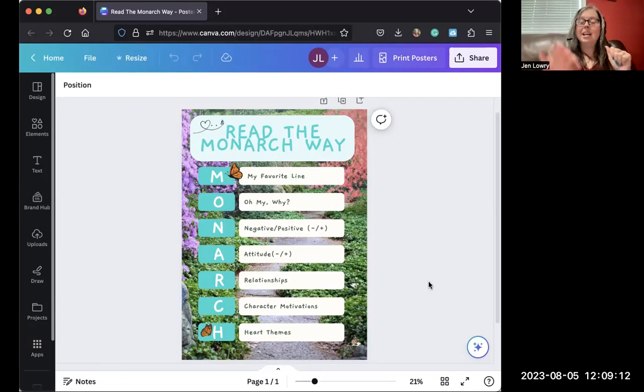Maybe you want to try the negative, positive, positive, negative. Or maybe you want to look for those attitude shifts and those changes in the tone words. How are they impacting the story? Maybe you're just wanting to focus in on relationships or character motivation. Why is the character doing what they're doing? Why are they saying this? Why are they thinking this? And then if you are just wanting to track those heart themes, you know that's negative, positive, positive, negative. This is your one place to go, the Monarch Way.